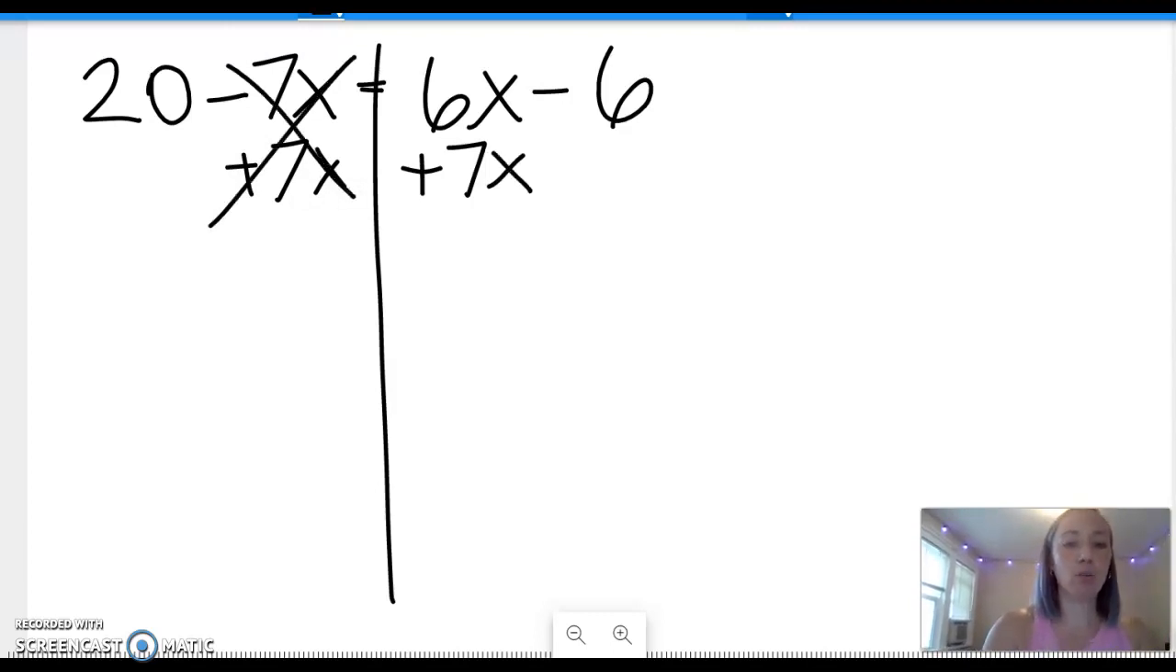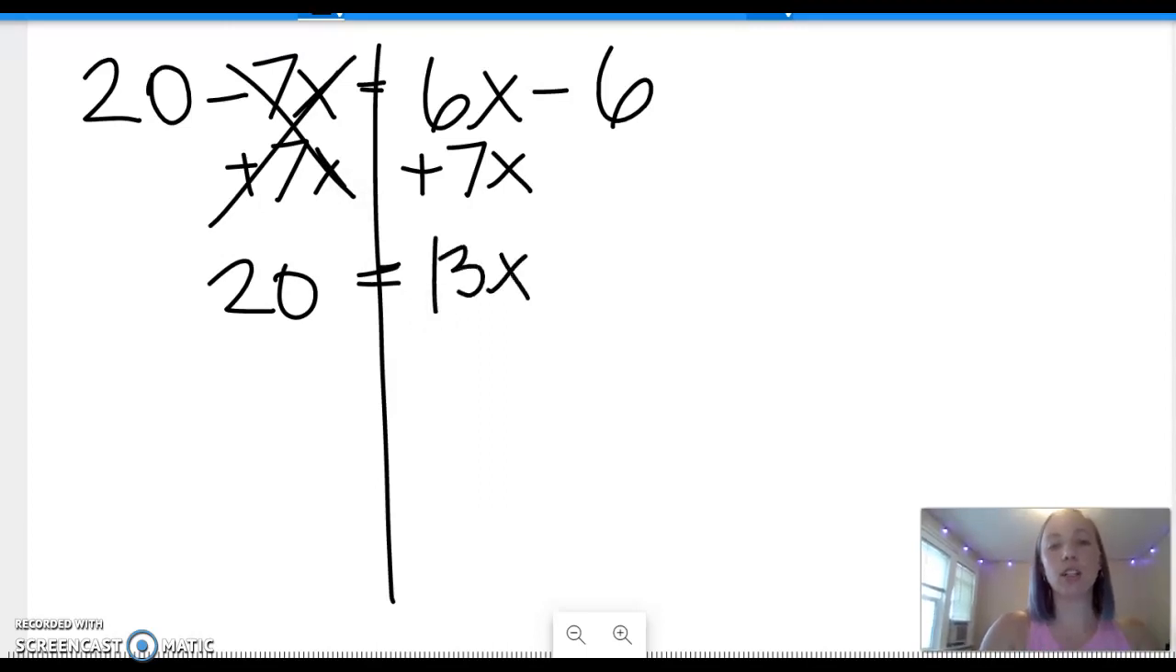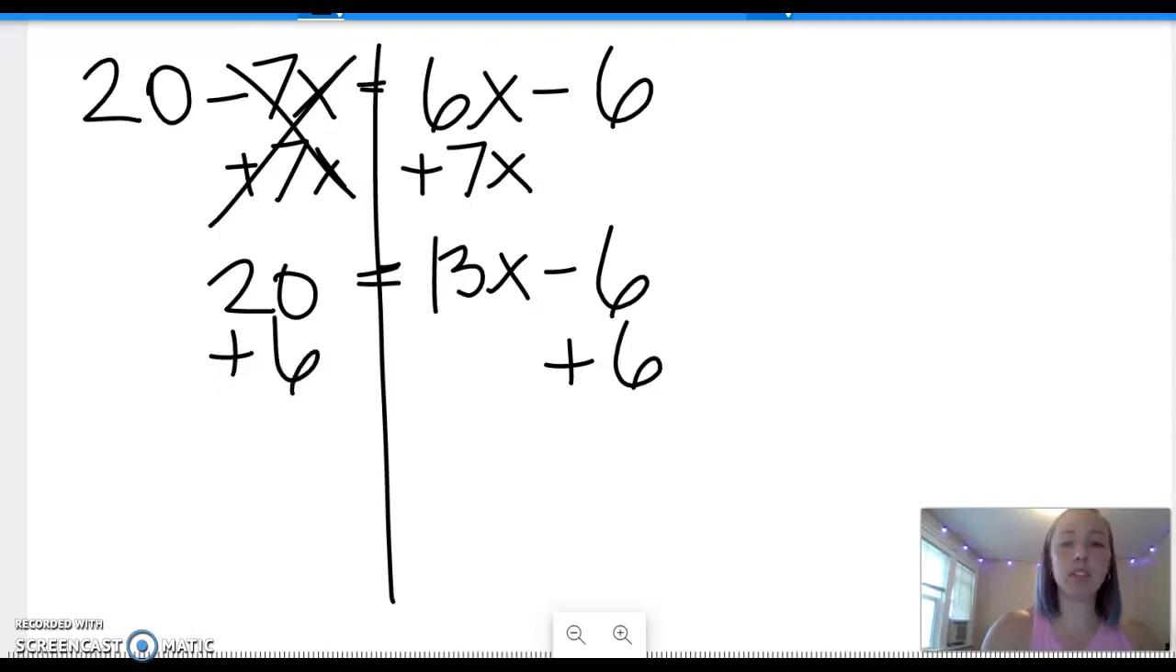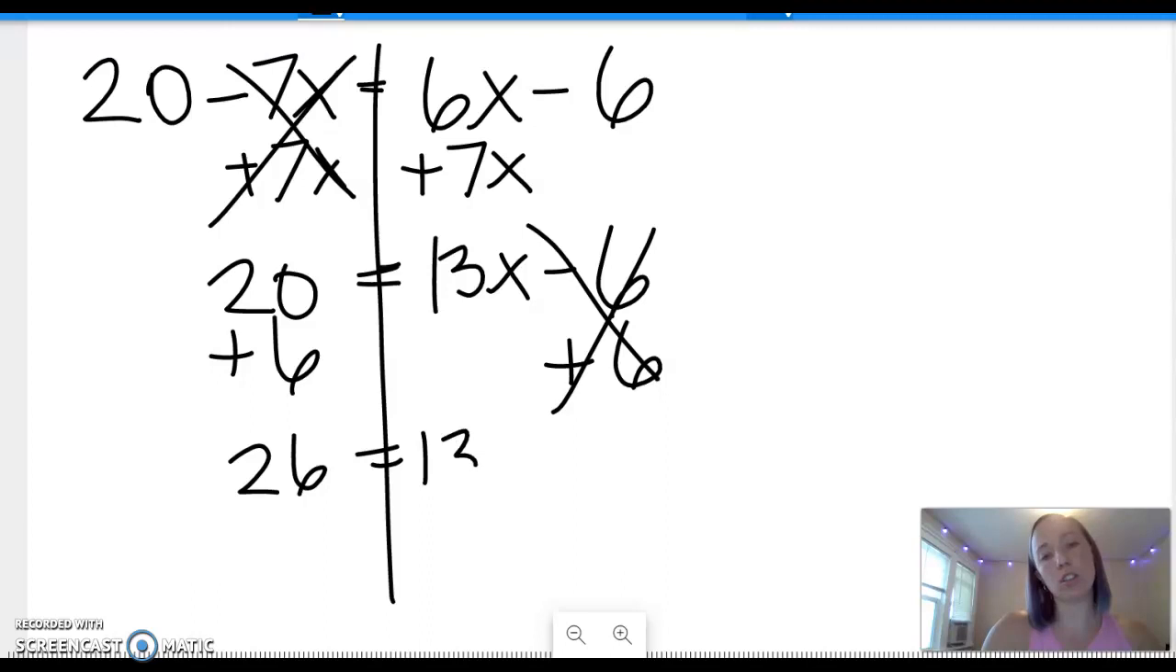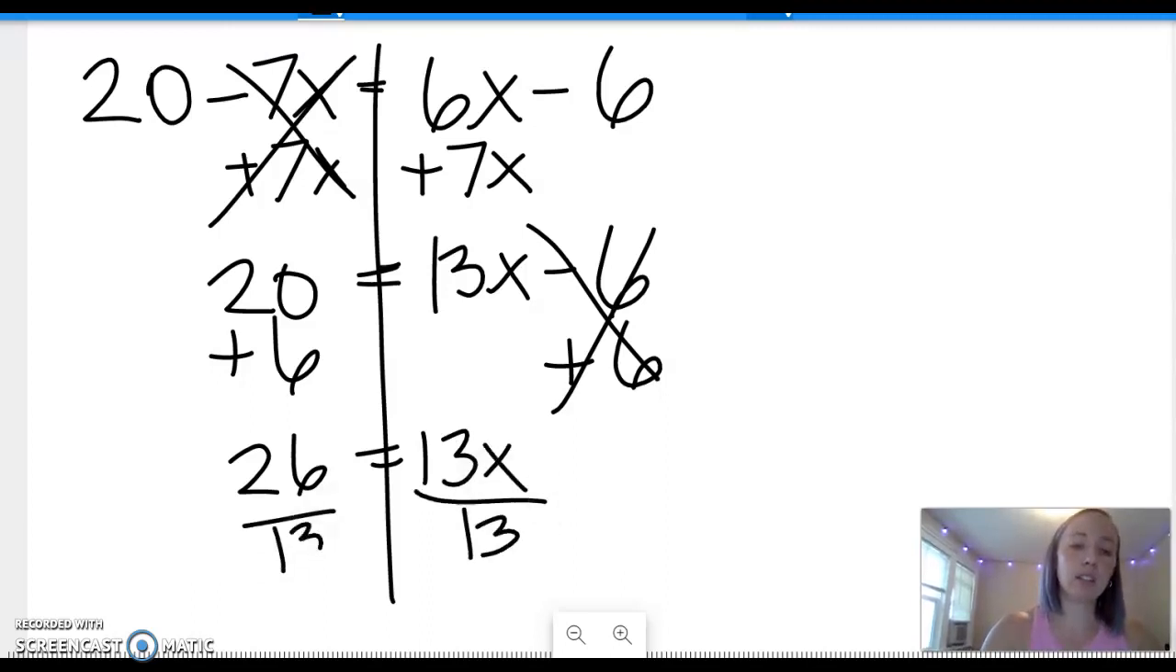So that will go away. I'll be left with 20. 13x over here minus 6. Add on 6 because it's the opposite. That goes away. So I have 26 equals 13x. Divide by 13. So 2 equals x.